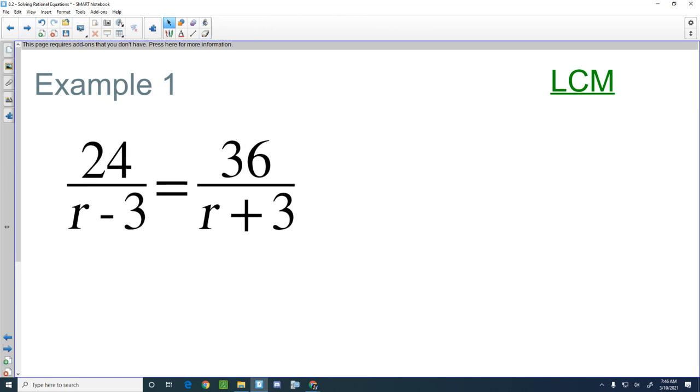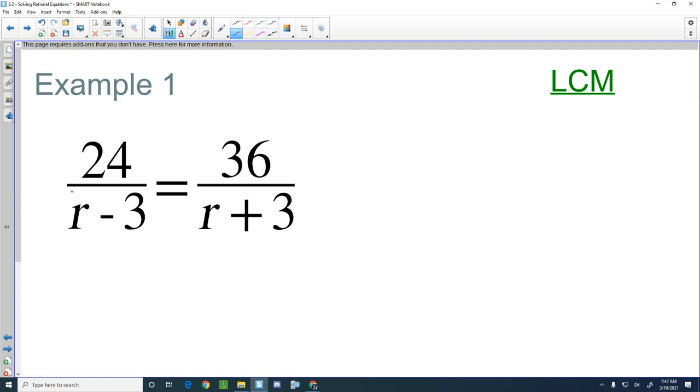All right, so here I've got a rational equation because there's an equal sign, so we need to solve this for r. And our goal is to determine what number I could plug in for r that would make this equation true. So it's 24 over r minus 3 equals 36 over r plus 3.